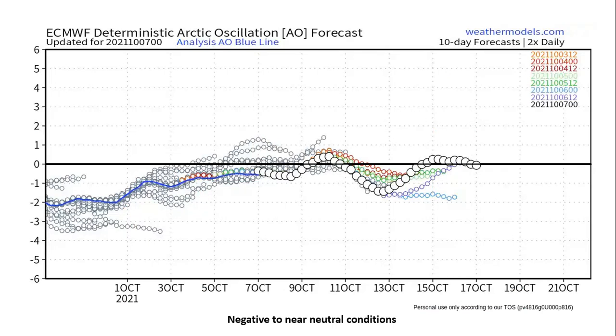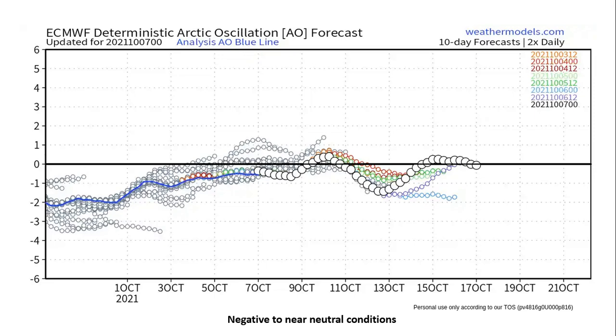So let's take a look at the forecast here. First, we'll start with the European deterministic model for the AO. Generally, we're starting off on the negative side, with a magnitude of around -2 according to this model. And eventually, you'll notice the line, the white dots there, or the white circular shape, that line right there, you'll notice how it trends back up towards that zero line, towards neutral territory. Yes, there's a small dip around the 13th of October back into negative territory, but it doesn't really last long. So in general, we're expecting negative to near neutral AO conditions through just about the 17th of October.